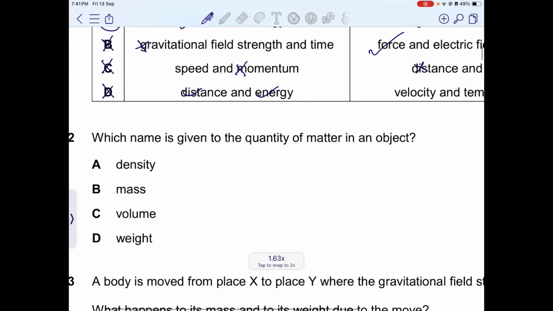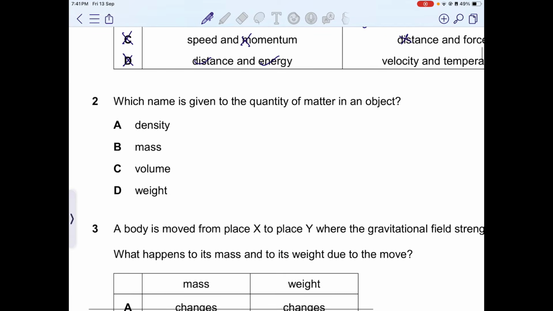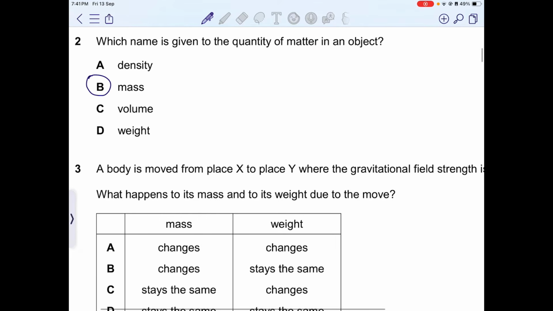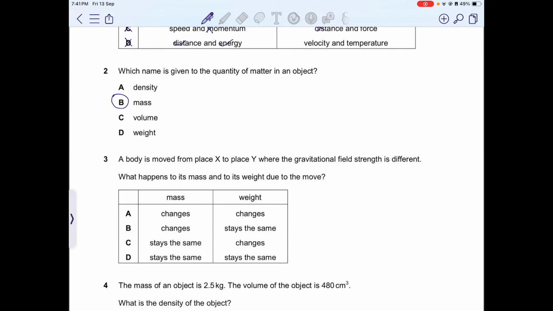Question 2 says, which name is given to the quantity of matter in an object? The quantity of matter is referred to as mass. Density is basically how concentrated the matter is in the volume, the mass per volume. Volume is how much space it occupies, and weight is the gravitational force acting on the object due to its mass.